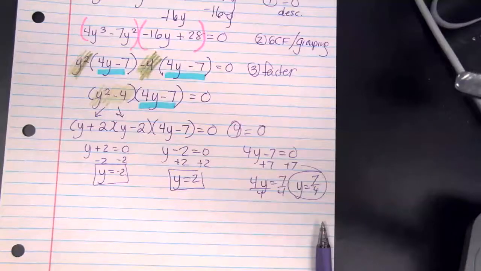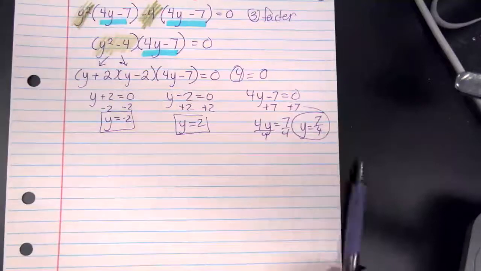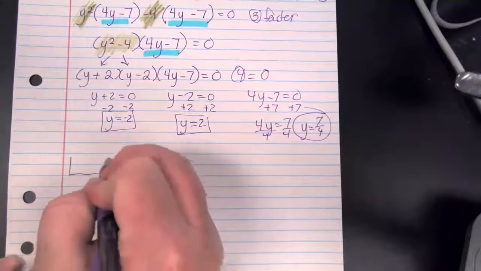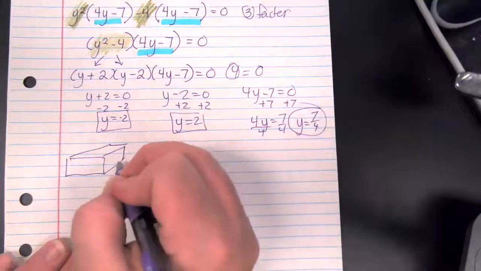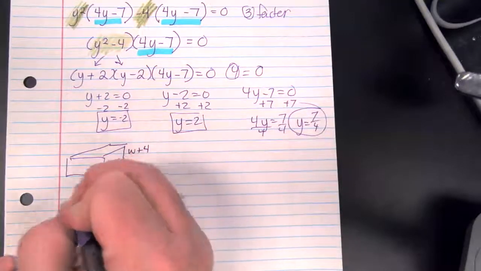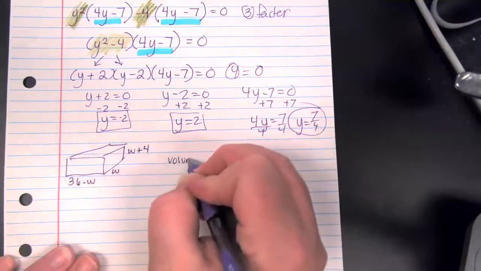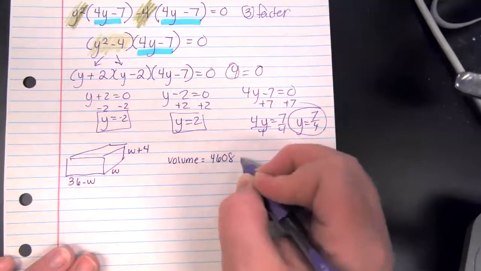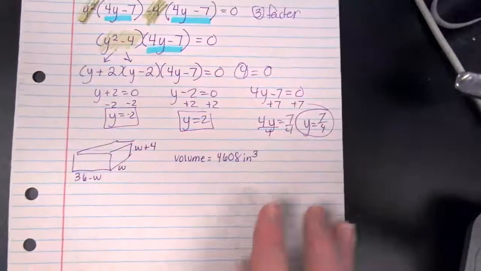You know what? One last problem. This is a story problem, and I want to do this because I think you need the practice on this. I have this box, and the volume of the box, which is length times width times height, is 4,608 inches cubed. These are all in inches.